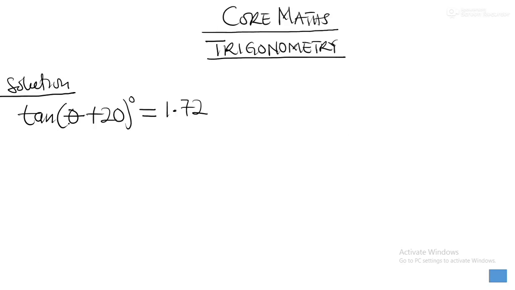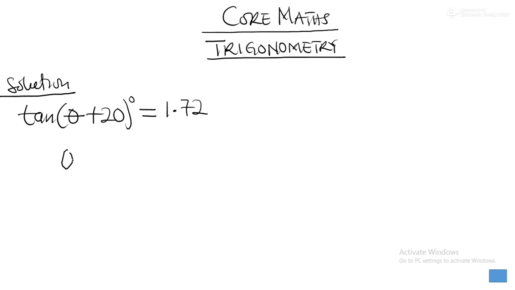Good. So tan of (theta plus 20 degrees) equals 1.72. So here we want to find theta. So the angle here is theta plus 20 degrees. So to get that, we have to find the tan inverse of 1.72.